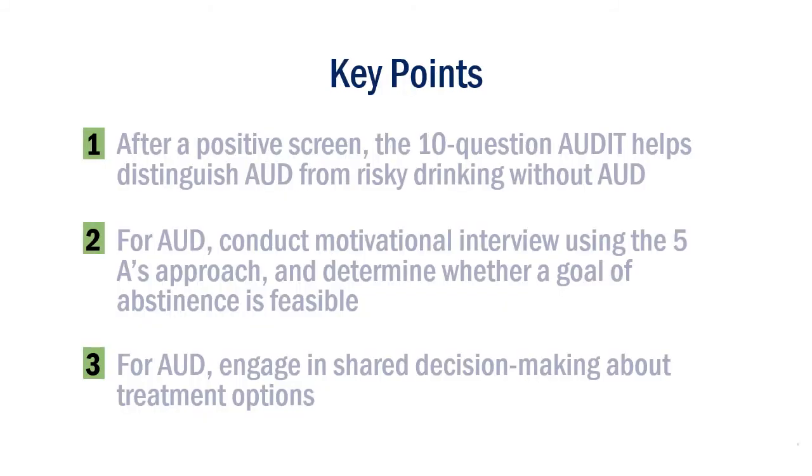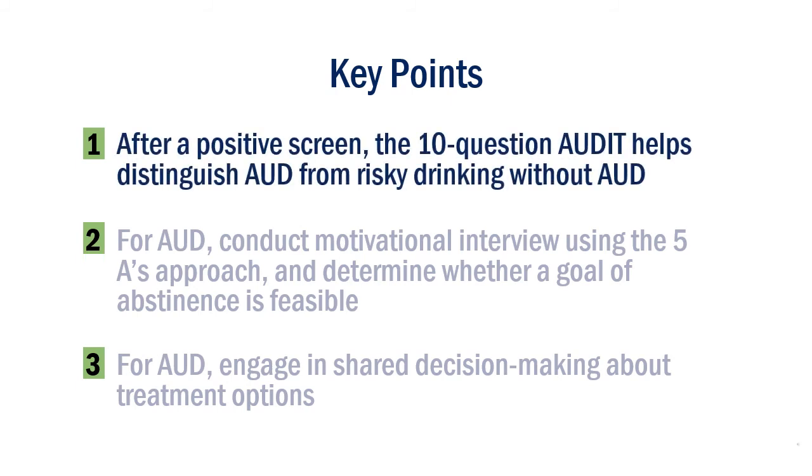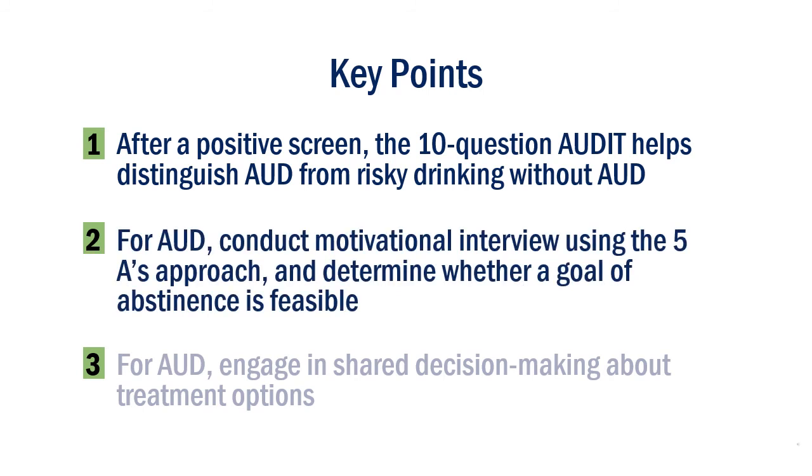Let's review the key points covered in this video. First, after a positive result on a brief initial screener, the patient completes the 10-question AUDIT, which helps the provider distinguish patients with an alcohol use disorder from those with risky drinking without an AUD. Second, if providers identify an AUD, they conduct brief motivational interviewing using the 5 A's approach to determine whether the patient is willing to set a goal of abstinence or not. Third, for patients with AUD, the provider engages in shared decision-making regarding options for more intensive treatment, referring to available resources.